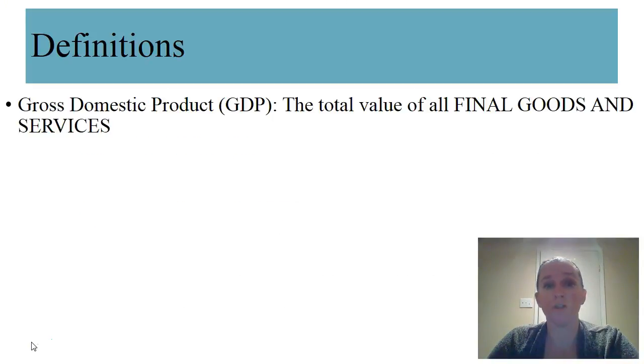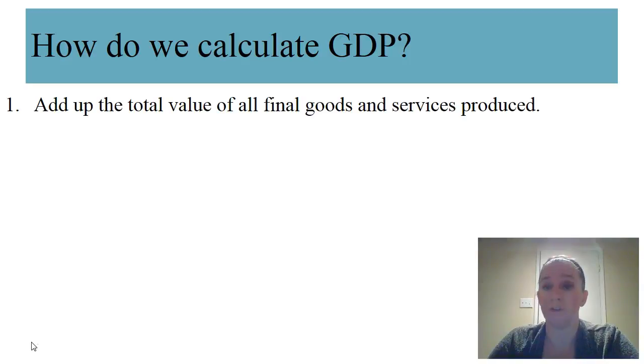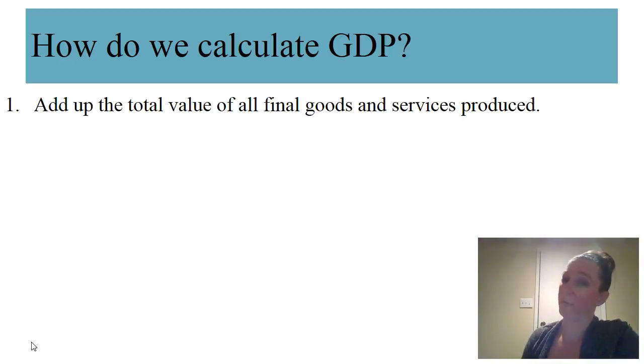So gross domestic product is the total value of all final, let me emphasize final, goods and services. And there are three ways that we can calculate this. First of all, we may add up the total value of all final goods and services produced. So for instance, if we only make cars and lattes, we would add up the total value of all the cars that we produced that year and all the lattes that we produced that year. And that would be considered our GDP.